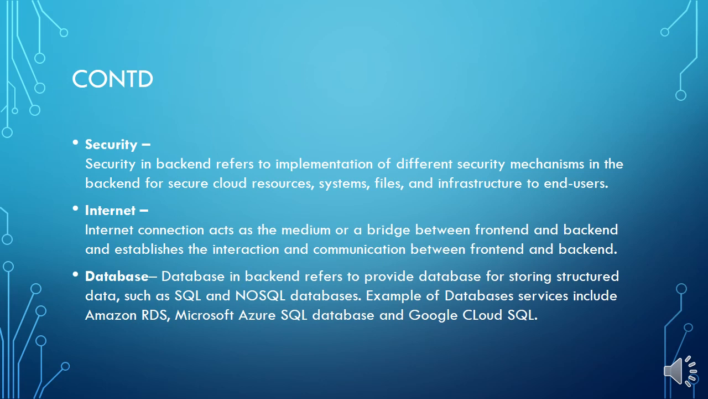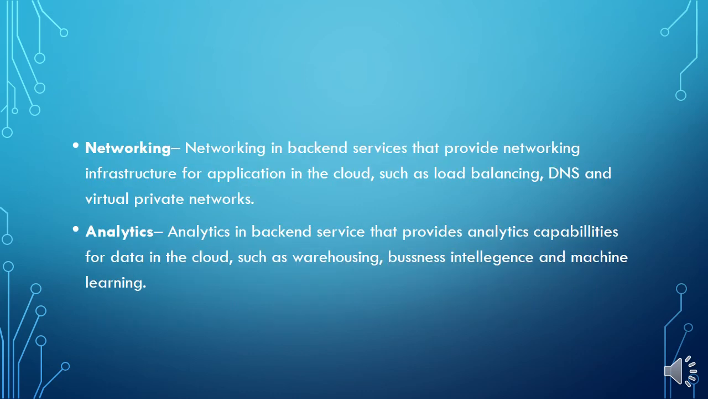So database in the back end refers to providing a database for storing structured data such as SQL and NoSQL databases. Examples of database services include Amazon RDS, Microsoft Azure SQL database, Google Cloud. So networking in the backend refers to services that provide networking infrastructure for applications in the cloud. The services may be load balancing, domain name service and virtual private network.